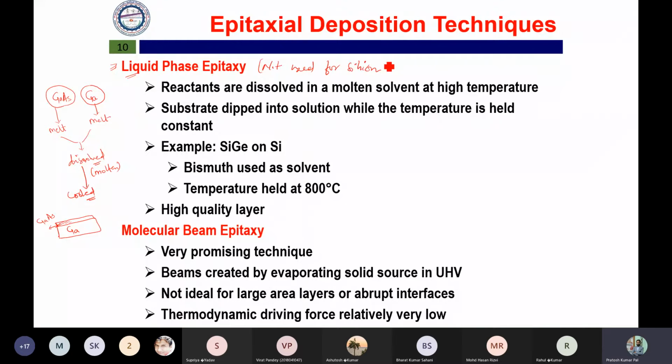Why is it not used for silicon? Because it is very difficult to melt silicon. That's why we will not be using liquid phase epitaxy, because in liquid phase epitaxy we need to have a molten form of the reactant and the substrate. In silicon based devices, melting of silicon is a very difficult, complex process, so liquid phase epitaxy is generally not used for silicon type devices.